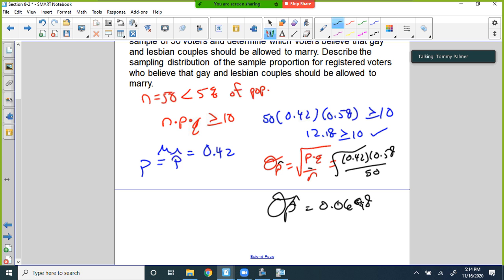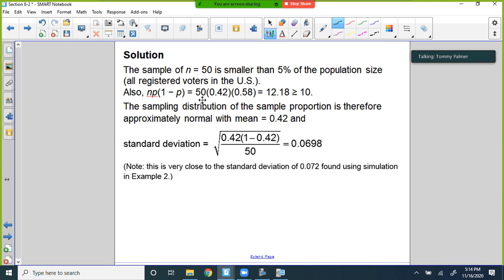Okay. So what describes the sampling distribution of the sample proportion? Well, it has a mean of 0.42, right? It can be approximated as normal because n times p times q was greater than or equal to 10. And then the standard deviation is 0.0698, right? So that is describing the distribution of it. We're not staking any claims to it yet, right? Not at all. Okay. So let's look at this. Here's everything that I just found here, right?